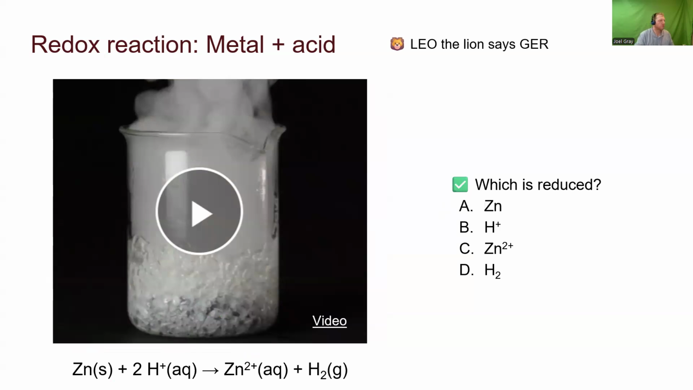Next question, we've got the same sort of thing. No charge to a positive charge. In order to do that, it loses electrons. That means that this had to gain electrons, and therefore it gets reduced. So B is our answer for this.